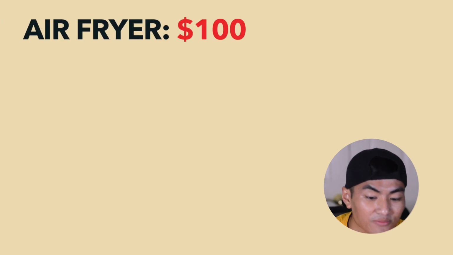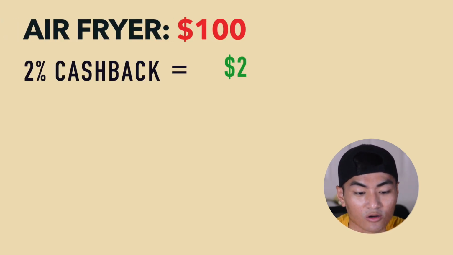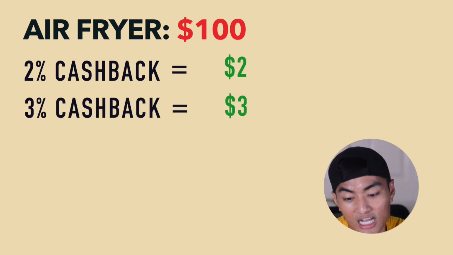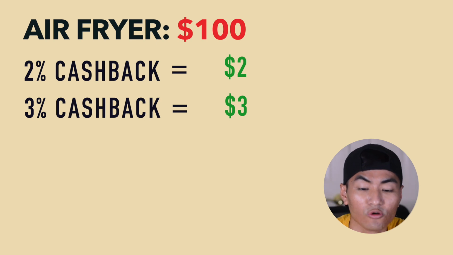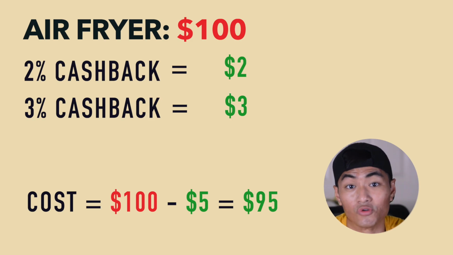So let's say the item that you're buying is $100 after tax. Rakuten will give you 2% cashback or $2 in your account, and your credit card will give you 3% or $3 cashback to your credit card account. So now you will have $5 back into your bank account. Essentially, you're buying a $100 item for $95.